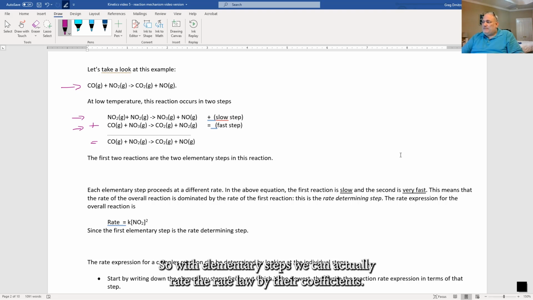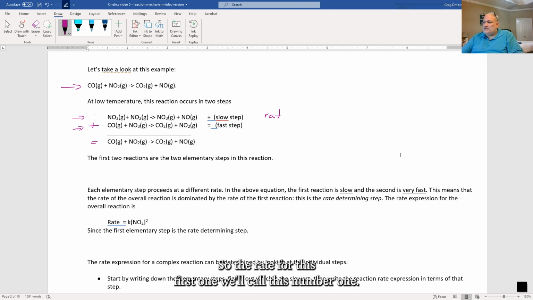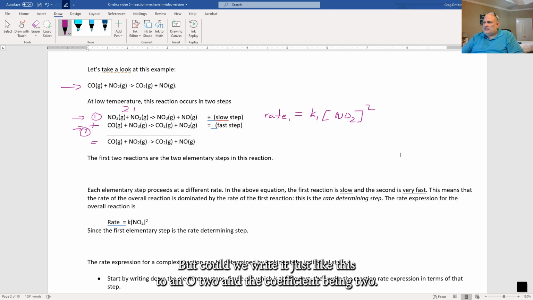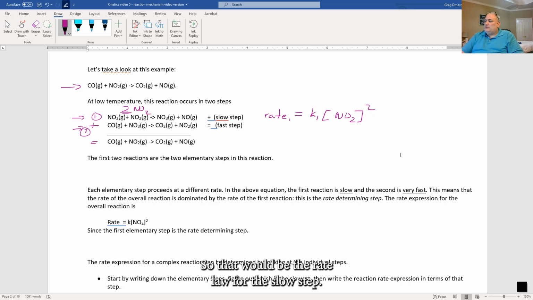So with elementary steps, we can actually write the rate law by their coefficients. So the rate for this first one, we'll call this number 1 and number 2, right? So rate 1 is going to be equal to K1 because it's for this reaction. And we have two NO2s, correct? So that's the same thing as NO2 squared. They're writing it as NO2 plus NO2, but couldn't we write it just like this, 2NO2? And the coefficient being 2 would be our exponent. So that would be the rate law for the slow step.